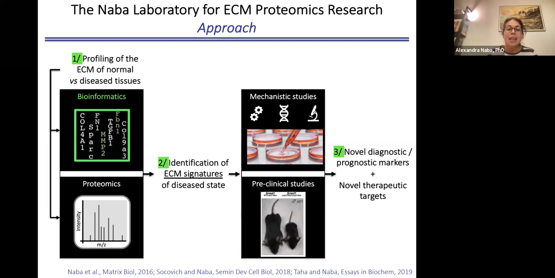And then if we're successful, our hope is to contribute to identify two things: novel diagnostic and prognostic markers of certain disease states. And we've shown that we can do that in the context of breast cancer, colorectal cancer, and skin fibrosis. But we're also hoping to be able to identify novel therapeutic targets in the extracellular matrix environment that we can then act on to prevent the progression or even development of certain diseases.